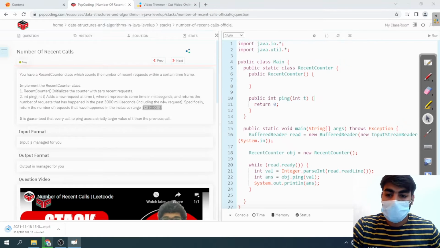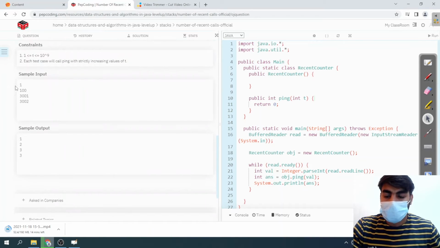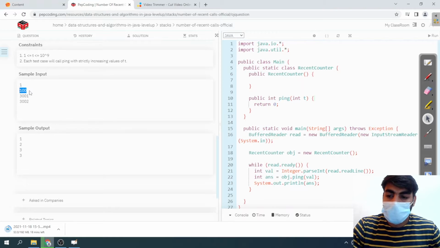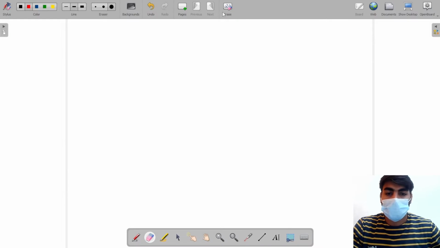Okay, now see the input output. So the input, they are giving us sample input. They are giving 100, 3001, 3002. So these are the times, values of t in milliseconds at which requests come. For that, the sample output is 1, 2, 3, 4. Okay, now move to our whiteboard and discuss our approach.